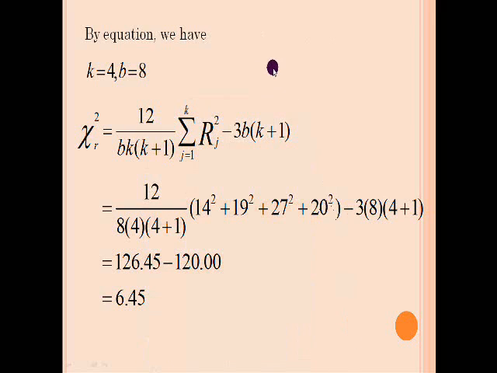By using the statistical equation, we will substitute K equal to 4 and B is equal to 8 into the equation. We also substitute the summation of RA, RB, RC and RD into this equation. So we will get 6.45 as the statistical value.